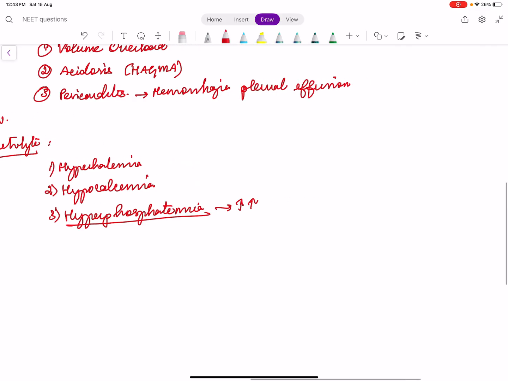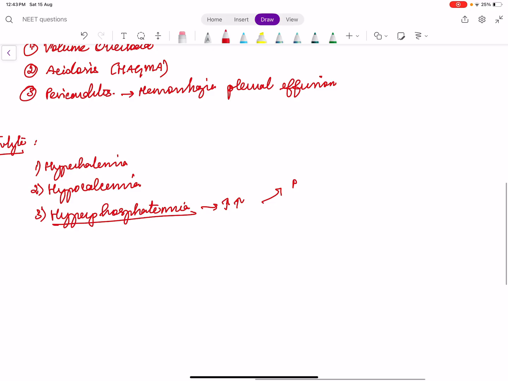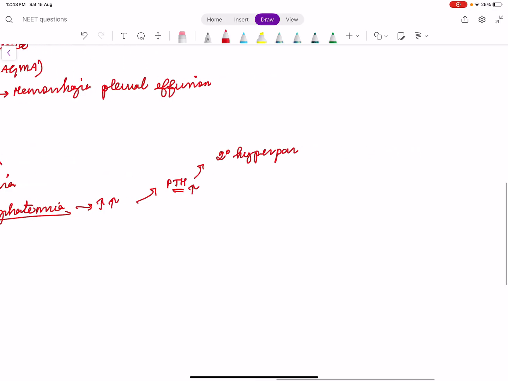Increased phosphate is a very important trigger for a hormone called parathyroid hormone. So when phosphate increases, parathyroid hormone levels increase. So this is called secondary hyperparathyroidism. What is primary hyperparathyroidism? There is a hyperplasia or adenoma secreting PTH. It is called primary hyperparathyroidism. But raised phosphate increasing parathyroid hormone is called secondary hyperparathyroidism.